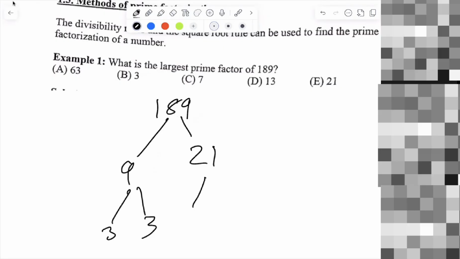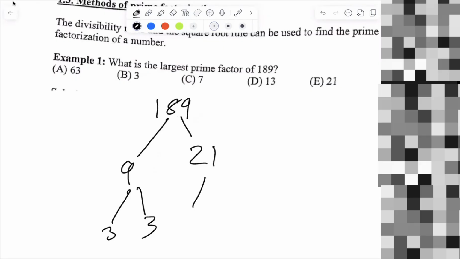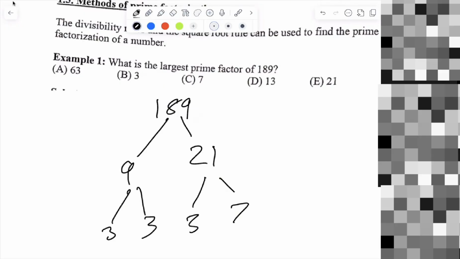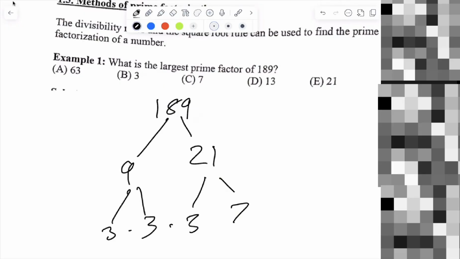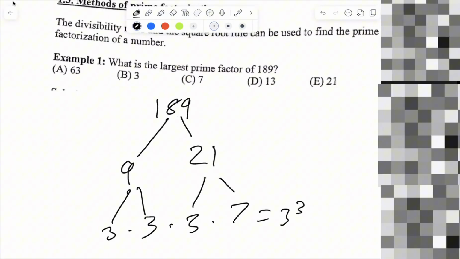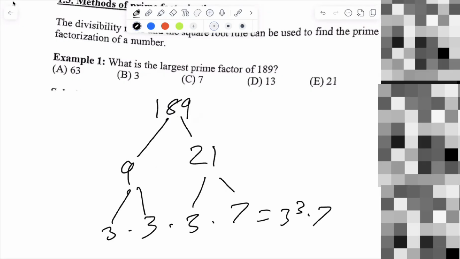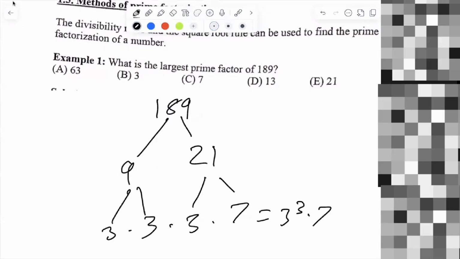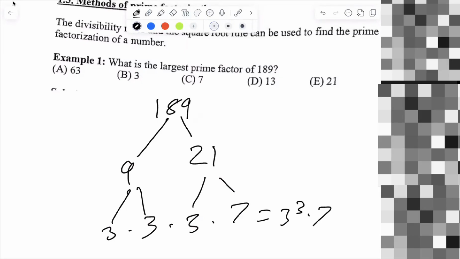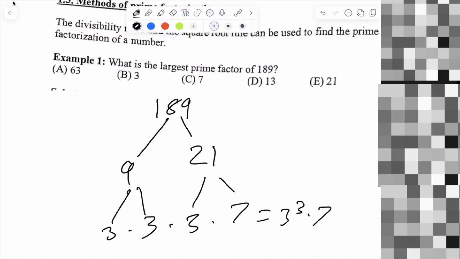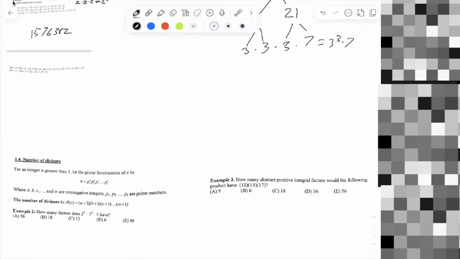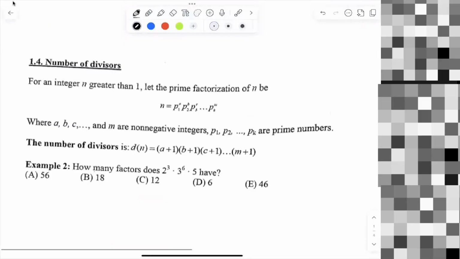21 can similarly be split down to 3 times 7, which means the prime factorization is 3 times 3 times 7, or 3 cubed, or 3 to the third power, times 7. But what is the largest prime factor? Well, we could just look here, but it's good to write the prime factorization. So as we can see from here, the largest prime factor is 7, or C.